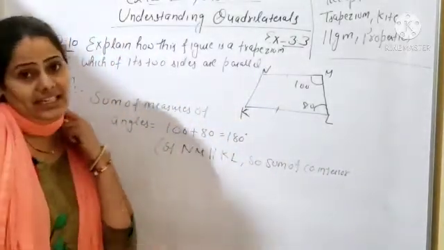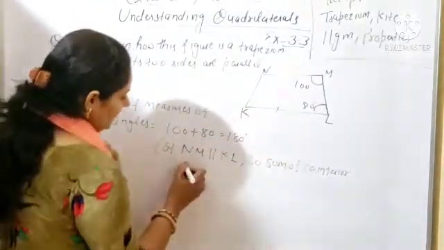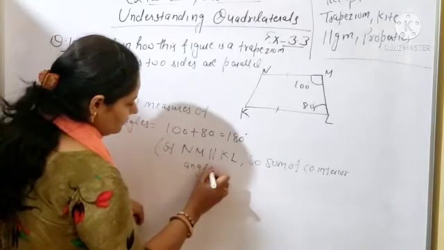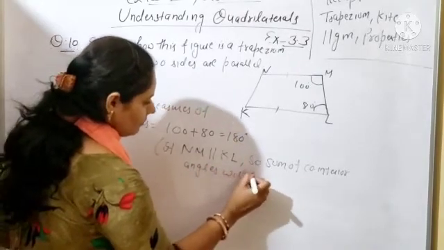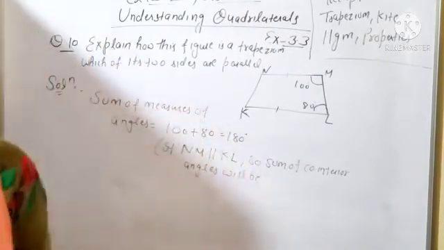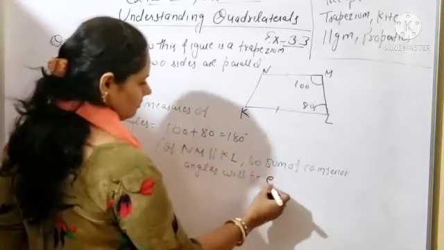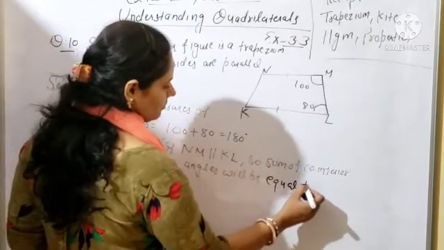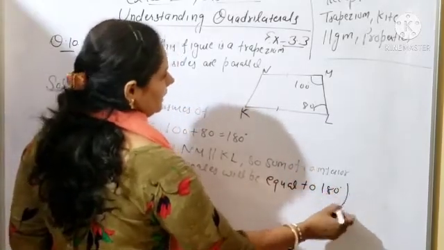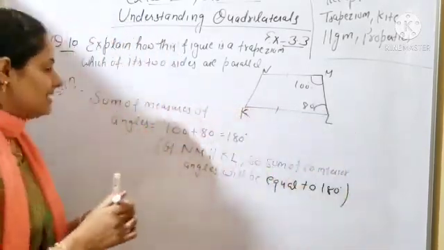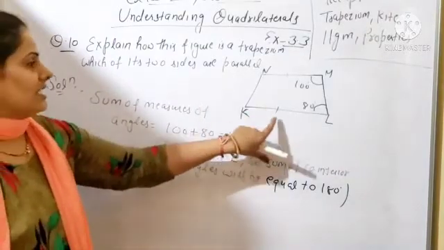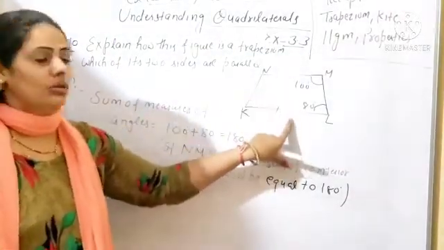Co-interior means one side and interior angles. Okay, so sum of co-interior angles will be equal to 180 degree. Okay, so here you can see angle M and L sum is equal to 180 degree. So which line will be parallel? NM will be parallel to KL.